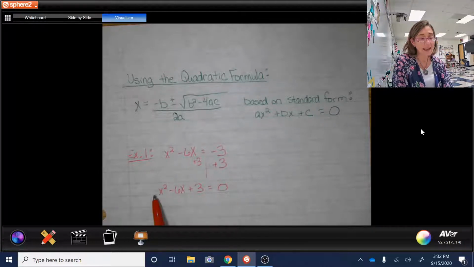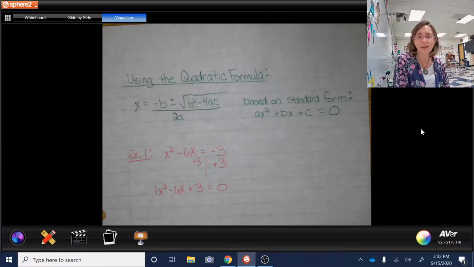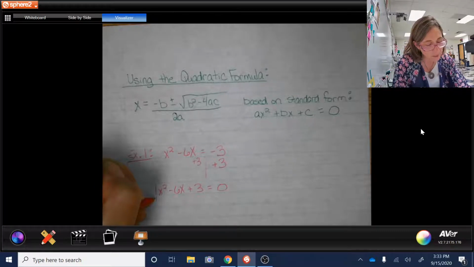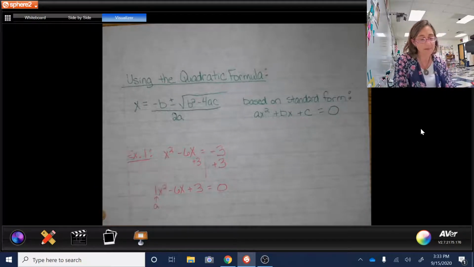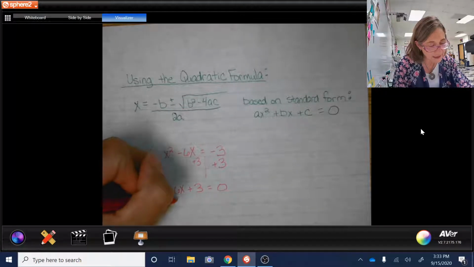so I can identify what a and b and c are. So a is the coefficient in front of your x squared. Well, what's this coefficient? It's not shown, so the understood coefficient there is a 1. So having an x squared and having 1x squared is the same thing. So I'm going to point that out. That's my a value. What's my b value here? B is your coefficient in front of your x. So in this case, it's the negative 6.